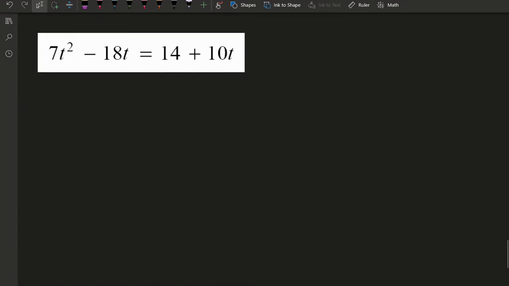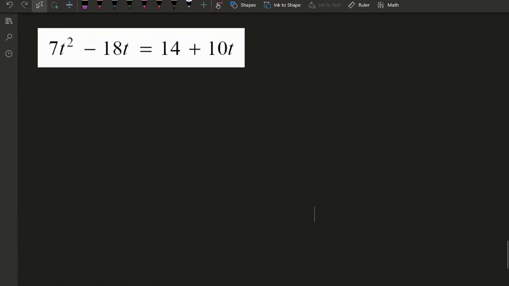All right, let's go ahead and do one more, slightly more advanced example. This is the same thing, except the equation is not arranged in the way that I would like. So before I move forward, I'm going to just go ahead and subtract 10t from both sides, and I'm going to subtract 14 from both sides. So that's going to give me 7t squared minus 28t minus 14 is equal to 0.